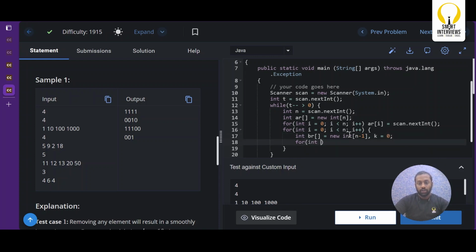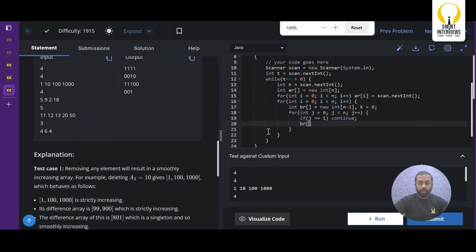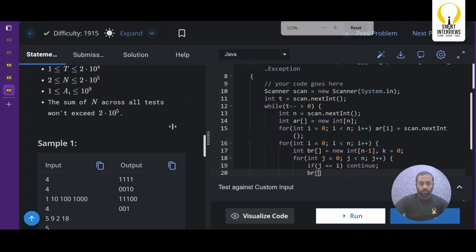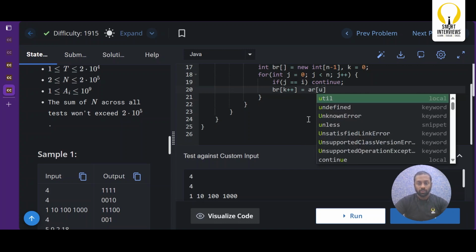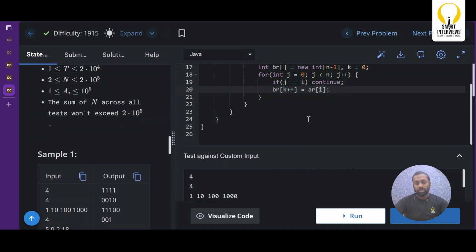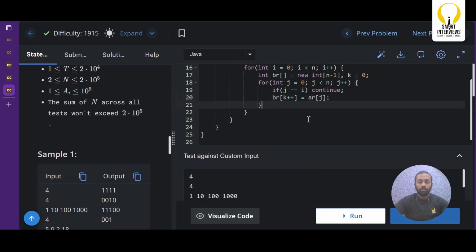So k equal to 0, int j equal to 0, j less than n, j++. If my current element is equal to the deleted element, then I need not fill it in my br array. Otherwise I'll fill it in my br array. So br of k++ equal to array of i. Is it i or j? j, array of j, because j is what is going to create the new array, right? So array of j.